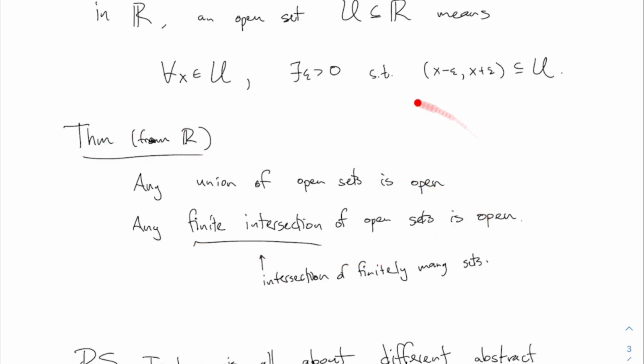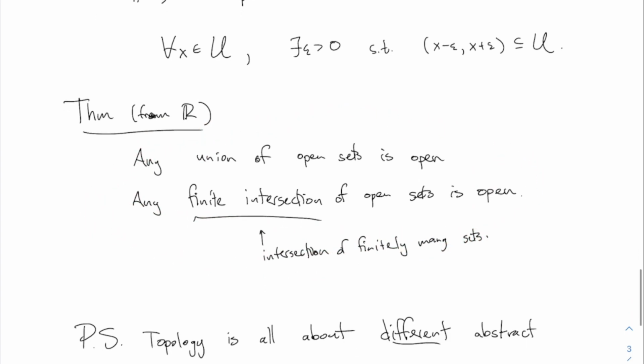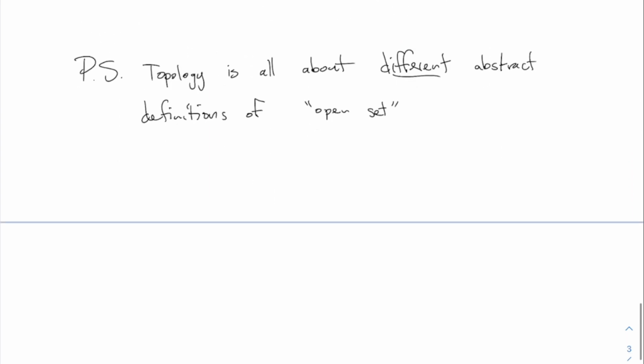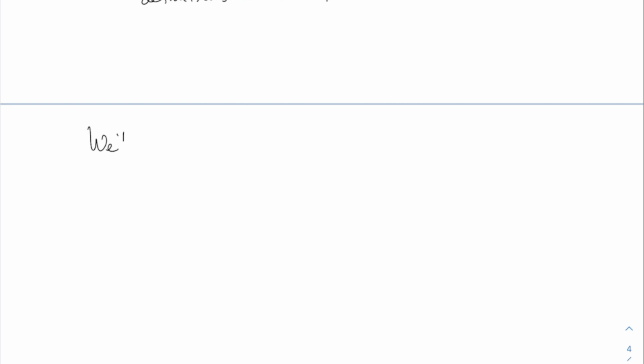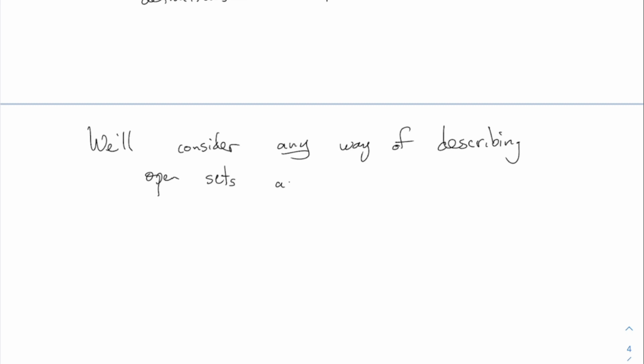This is the fundamental property of what it is to be open, that any union at all of open sets is open, and any finite intersection of open sets is open. All right. So topology is really about, I'll just say we'll consider any way of describing open sets as long as the union and intersection properties hold. That is, any union of open sets has to be open, and any finite intersection of open sets has to be open.